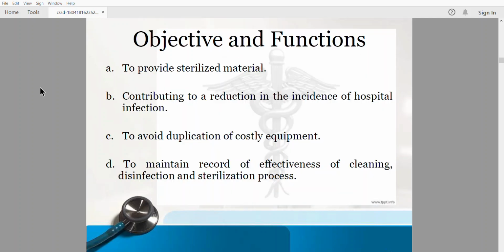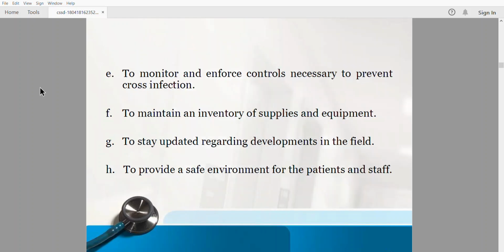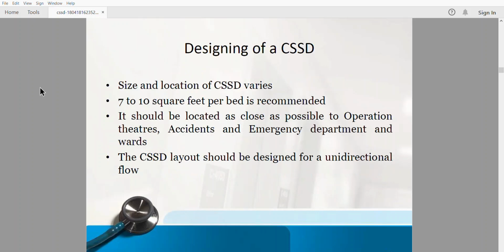So, objectives and functions: to provide sterilized material, contributing to a reduction in the incidence of hospital infection, to avoid duplication of costly equipment, to maintain record of effectiveness of cleaning, disinfection and sterilization process. Other objectives and functions are to monitor and enforce control necessary to prevent cross-infection, to maintain an inventory of supplies and equipment, to stay updated regarding development in the field, and to provide a safe environment for patients and staff.